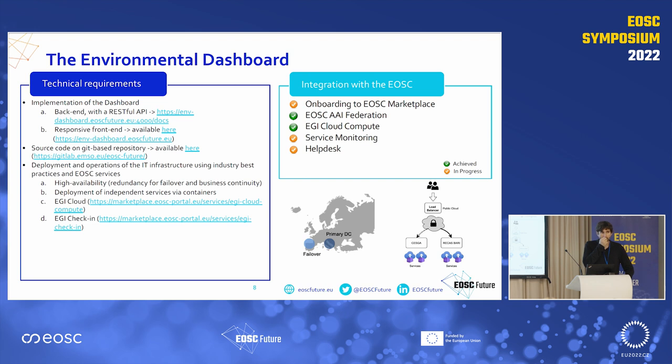Maybe sometimes this is the reason why we are slow in some parts, because you know the best practices are not the fastest practices, but in our case we are trying to do the best that we can in all parts. We are using a lot of different services of EOSC. For example, for the authorization, we are using the EOSC AAI. And then we are using the EOSC Cloud, provided by EGI.